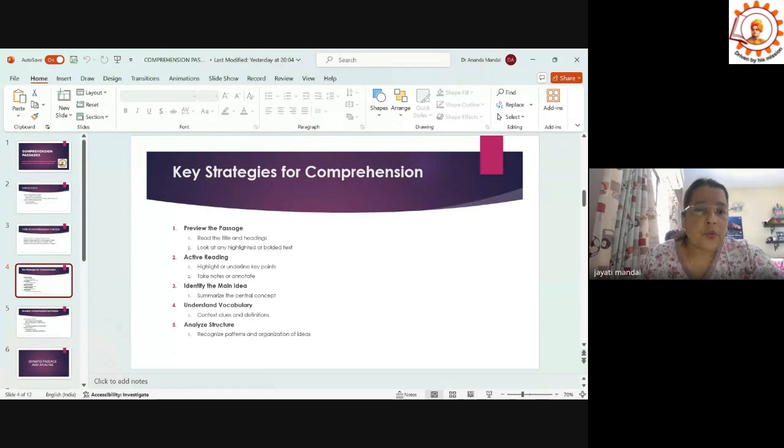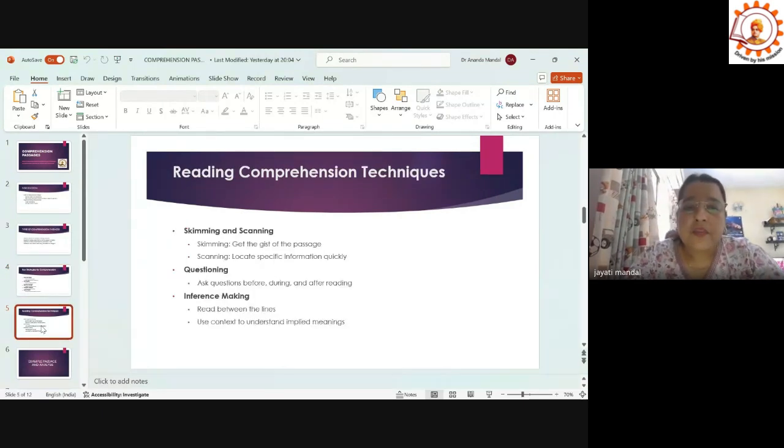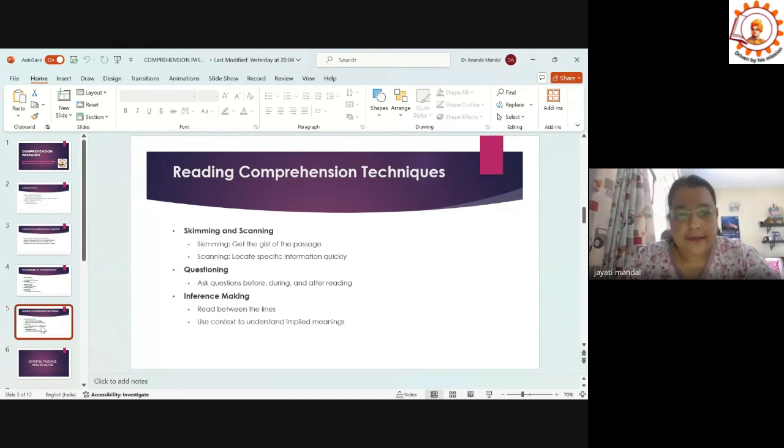So we will go to the next one. I was telling about skimming and scanning. Skimming is getting the gist of the passage, and scanning is locating specific information quickly. As you go through your questions, you will do the scanning part. The first part that you are going to do is the skimming part. That is, you go through the whole passage, and after that you do your scanning part.